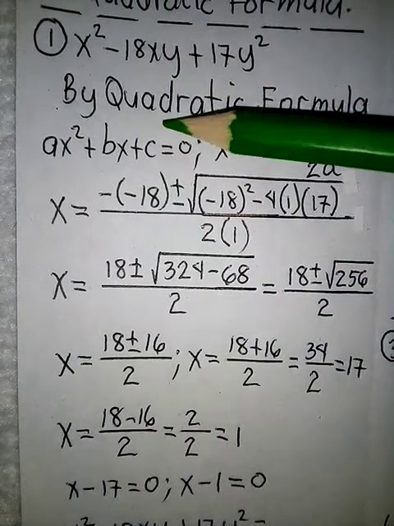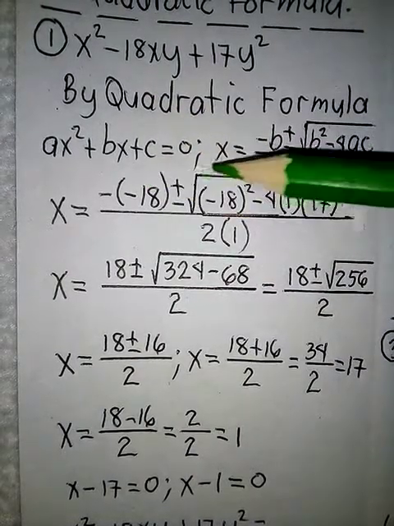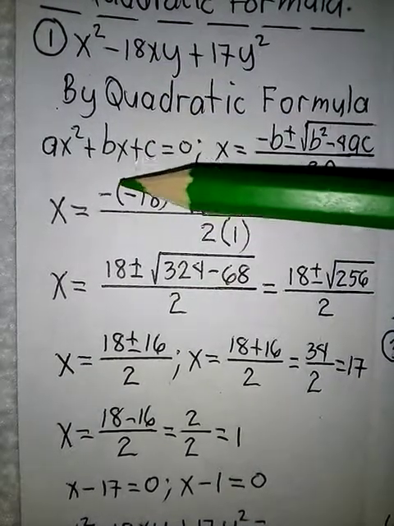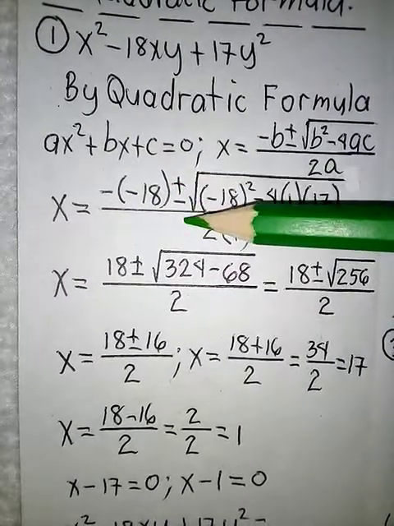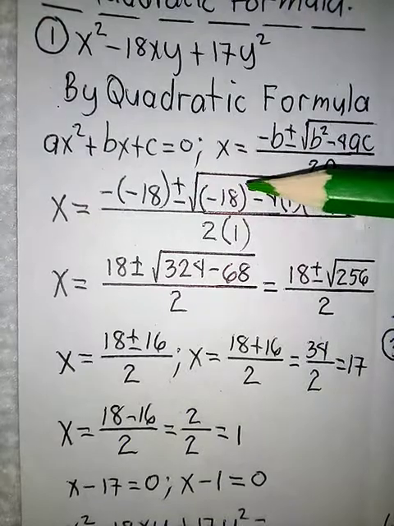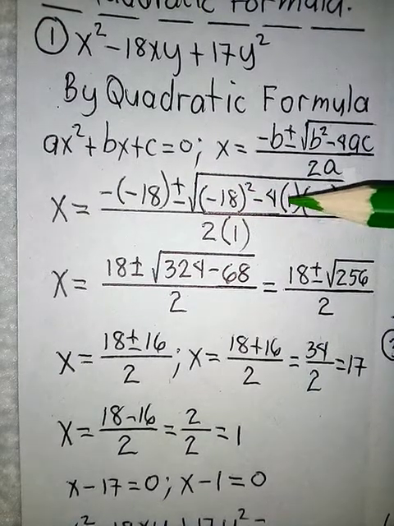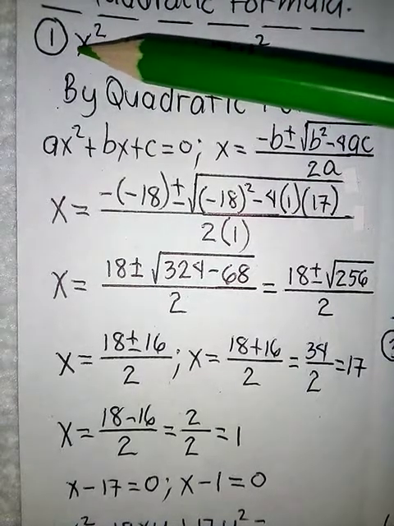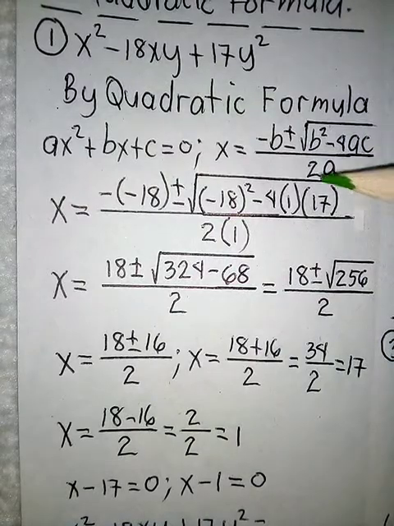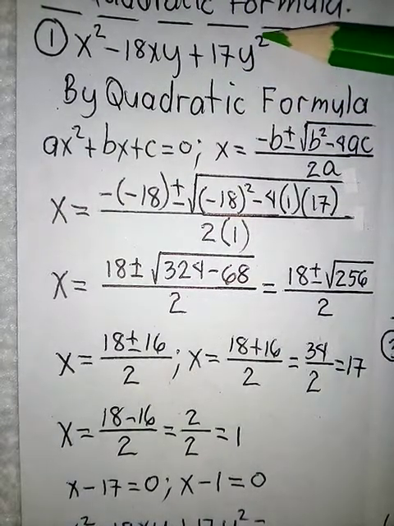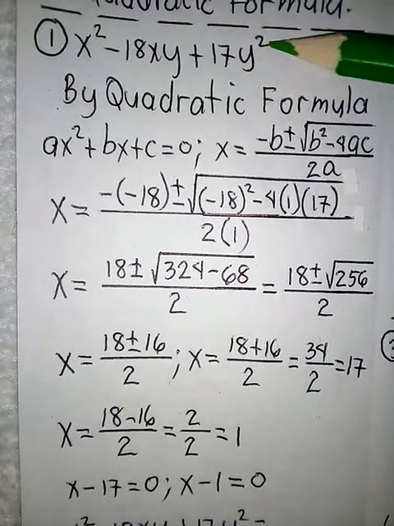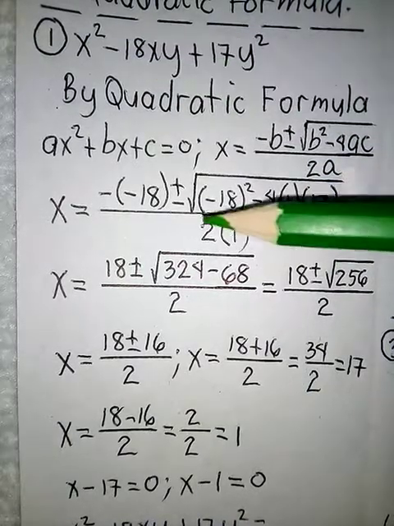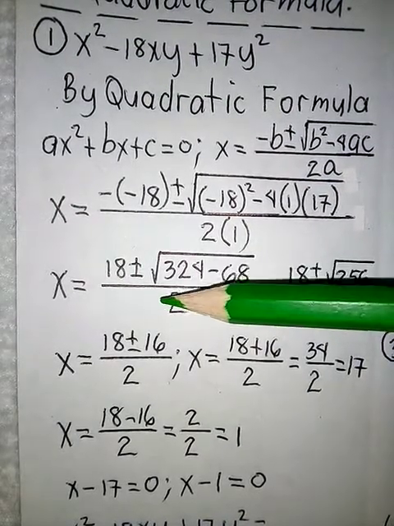So we have here negative b, and our b is negative 18, so negative quantity negative 18, plus or minus the square root of b squared, so quantity negative 18 quantity squared, minus 4 times a, which is equal to 1, so there is no written coefficient, understood the coefficient is 1, and then c is equal to 17. Remember that we assumed that y squared is equal to 1, and then all over 2a, and a is again 1. So let us simplify a little.